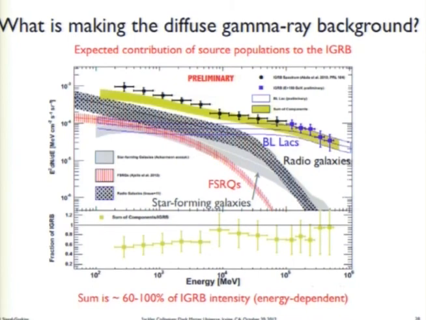So you sum them all up, and you get this yellow band here. And if you look at the fraction of the IGRB you're accounting for, you're now getting something like 60 to 100% of the IGRB, which is an energy-dependent statement. But what's interesting about this is now we're starting to close the window. Now we're starting to edge out where we can put dark matter, if we believe this.